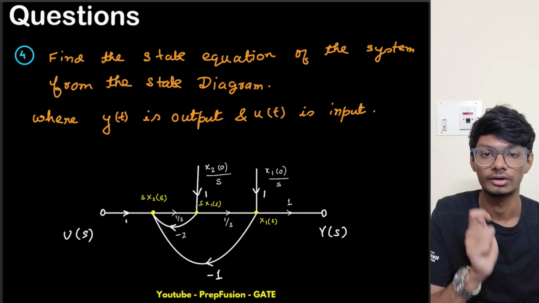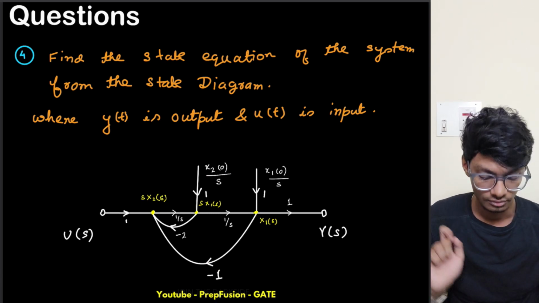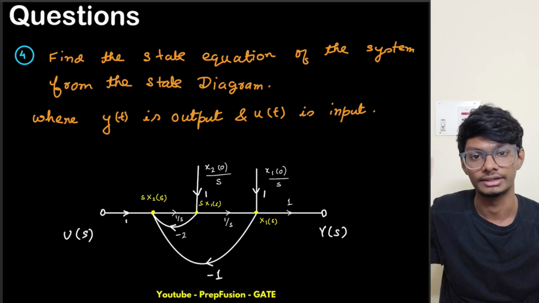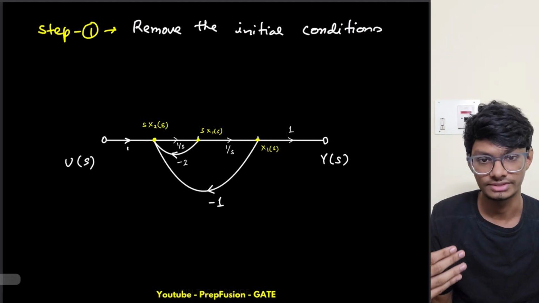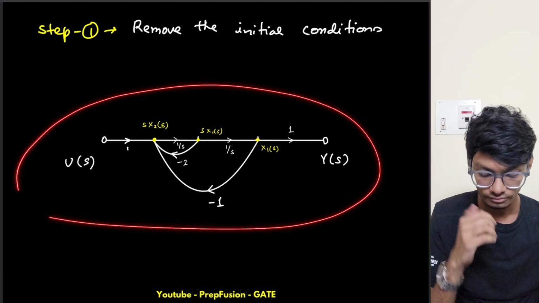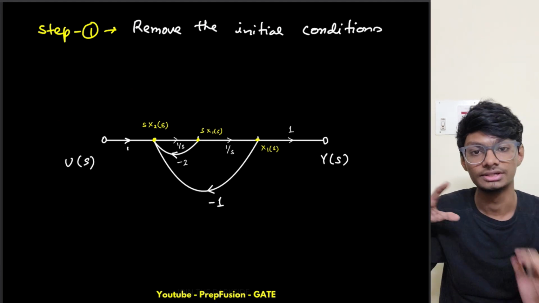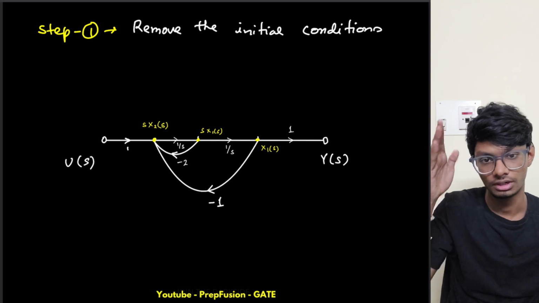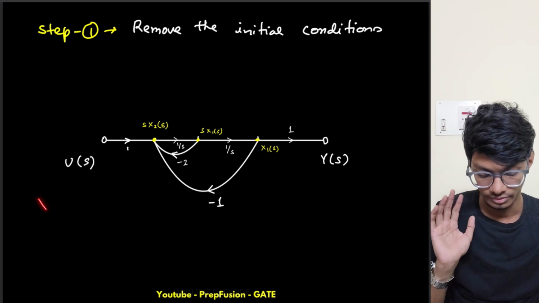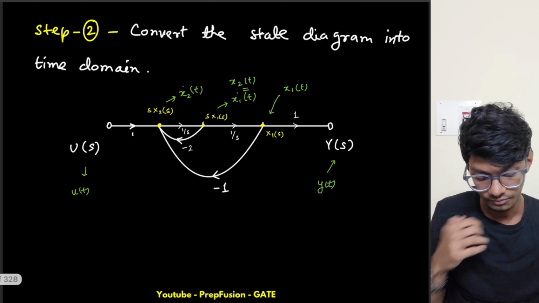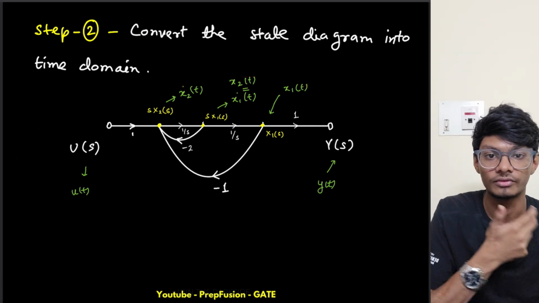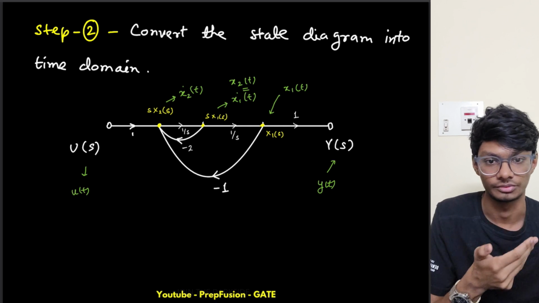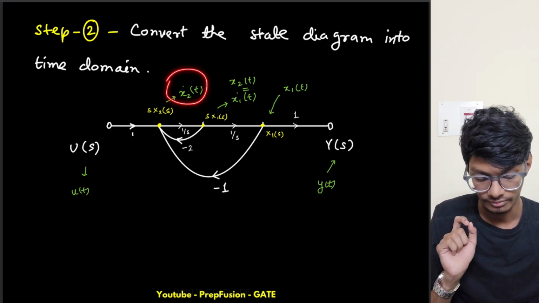In the next part, we go in the reverse direction. From the state diagram, we have to write the state equation. There are 4-5 steps. First is to remove the initial conditions. The initial conditions came due to the transformation to the Laplace domain, so we remove them. Then we convert the state diagram into the time domain, because at the end we have to write the state equations in time domain only.